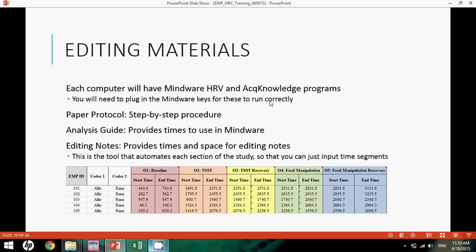We also have a paper protocol that you can reference in addition to these tutorials. You'll have an analysis guide that I've outlined here that has all the information as far as start times, end times, and the 2 different coders that are doing every file. That's all the information I think you should need. It'll be important to save all your information in the proper folders, so just keep that in mind, and we'll go over that in the training session.